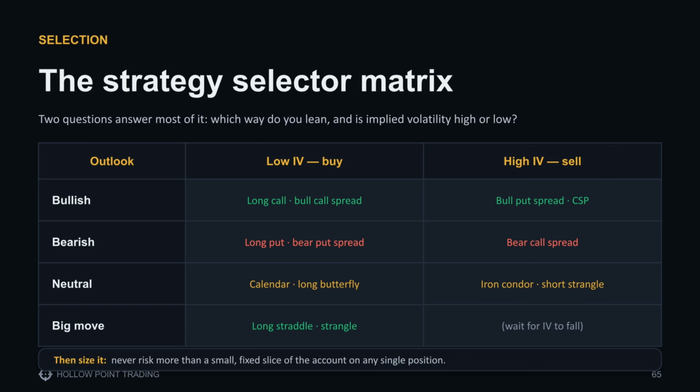Our strategy selector matrix simplifies the decision-making process. Ask yourself, what is your directional outlook, and is implied volatility high or low? Once you've chosen the strategy that fits, remember to always size your positions so that you never risk more than a small, fixed slice of your account.